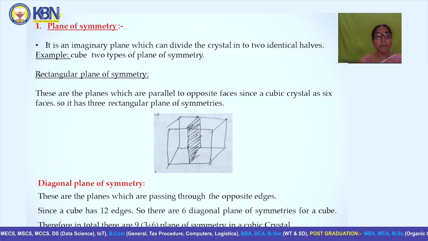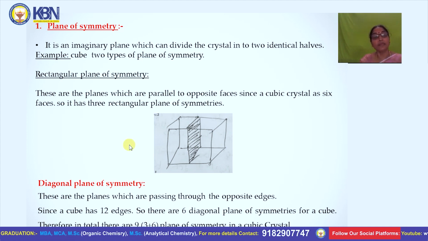So first one is the plane of symmetry, which can be defined as an imaginary plane which divides the crystal into two identical halves. For example, a cube has two types of planes of symmetry. First one is the rectangular plane of symmetry and the other one is the diagonal plane of symmetry.